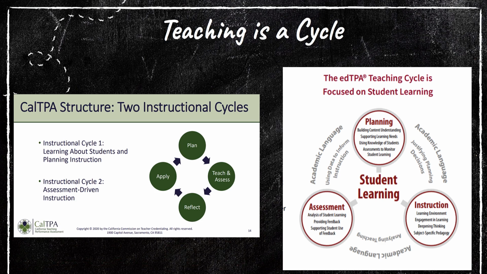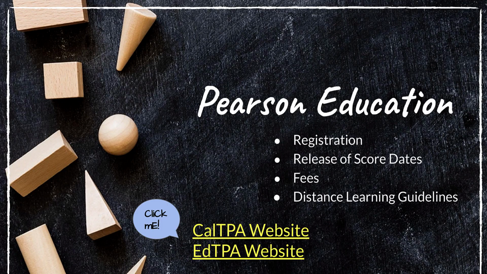The Cal TPA structure is two instructional cycles. Cycle 1, learning about students and planning instruction, and Cycle 2, assessment-driven instruction. The EdTPA is very similar, however there are three tasks: the planning task, the instruction task, and the assessment task. Pearson is the testing agency for both the Cal TPA and the EdTPA.